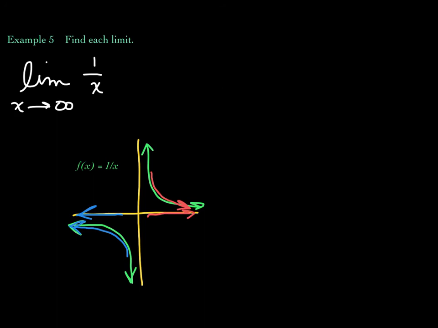So I will say the limit of 1 over x as x approaches positive infinity is 0, and the limit of the reciprocal function, 1 over x, as x values approach negative infinity is also 0. Cool. Now let's look at the graph of 1 over x squared.